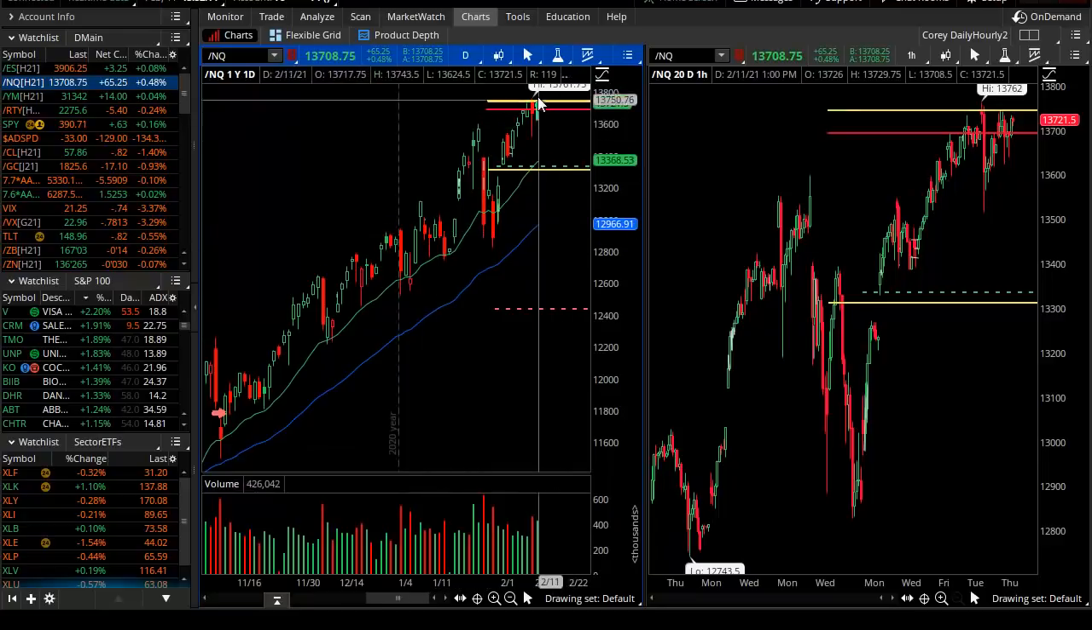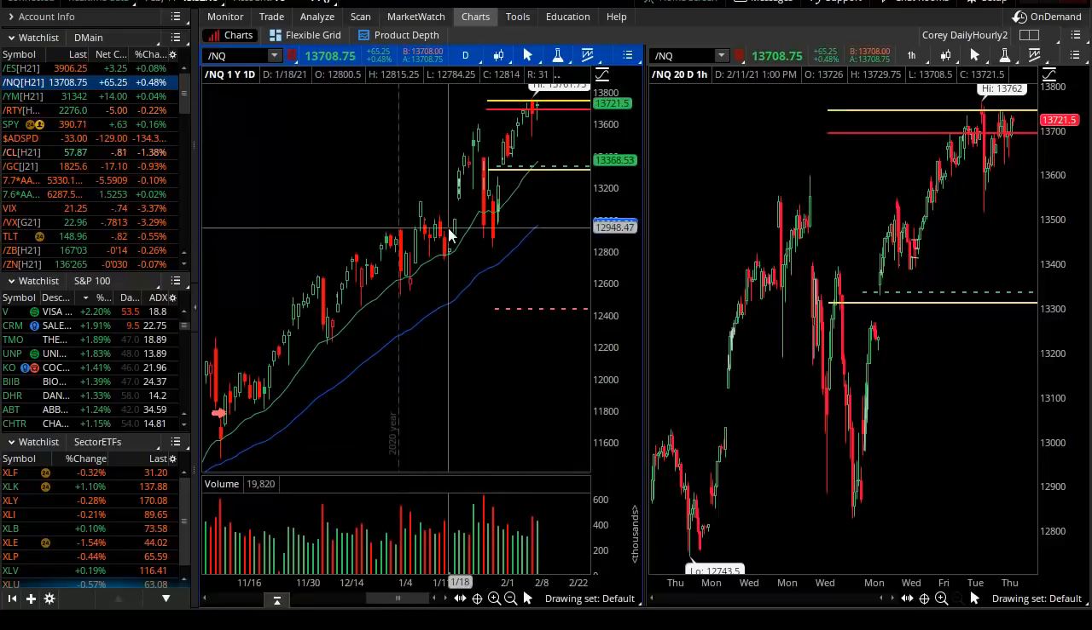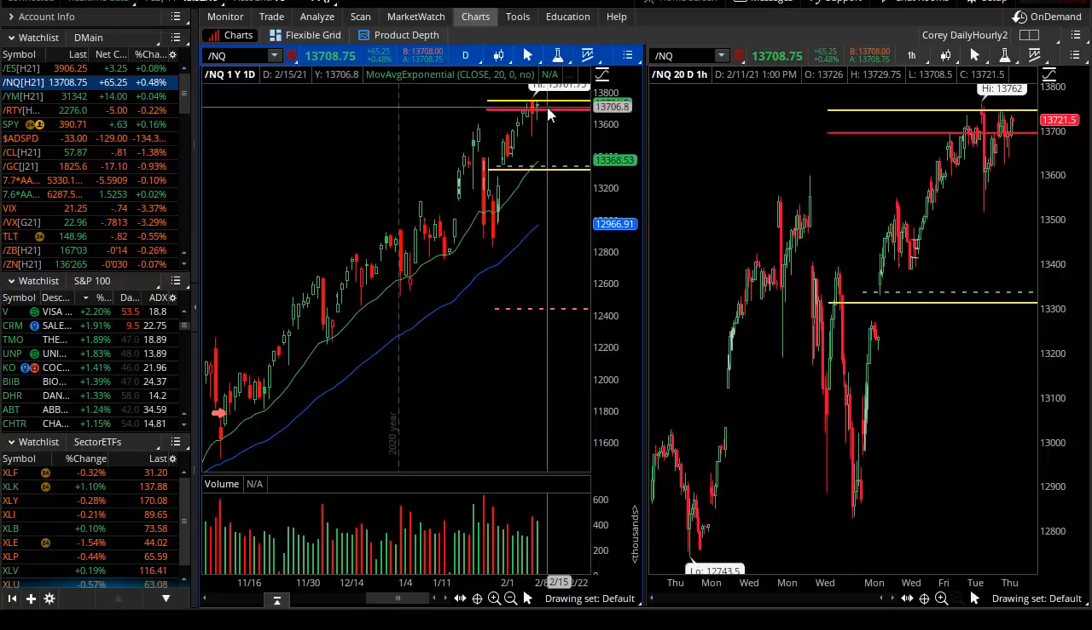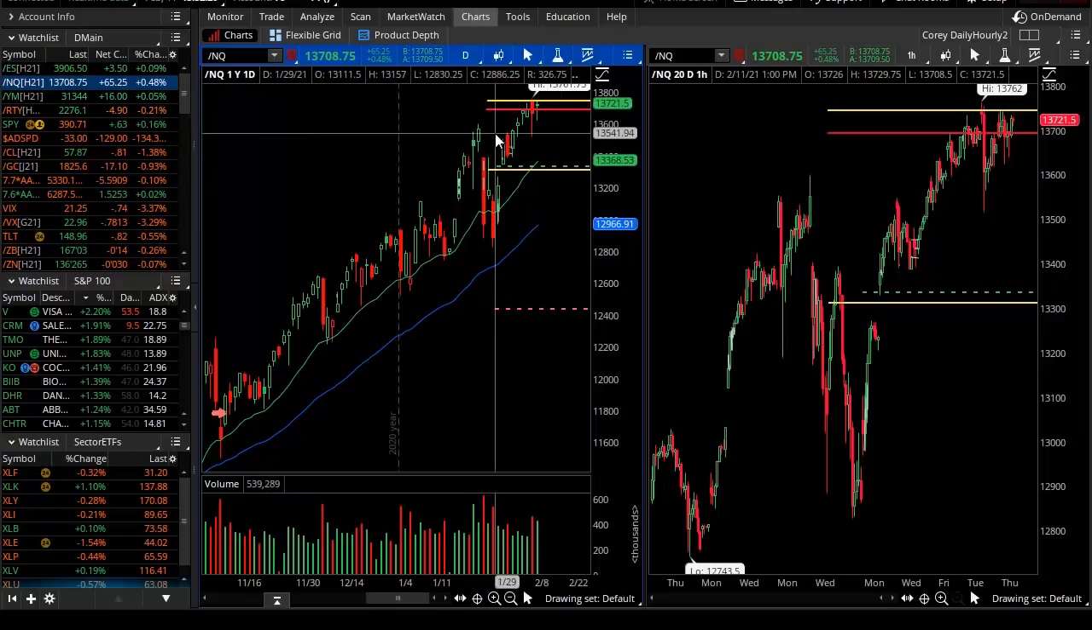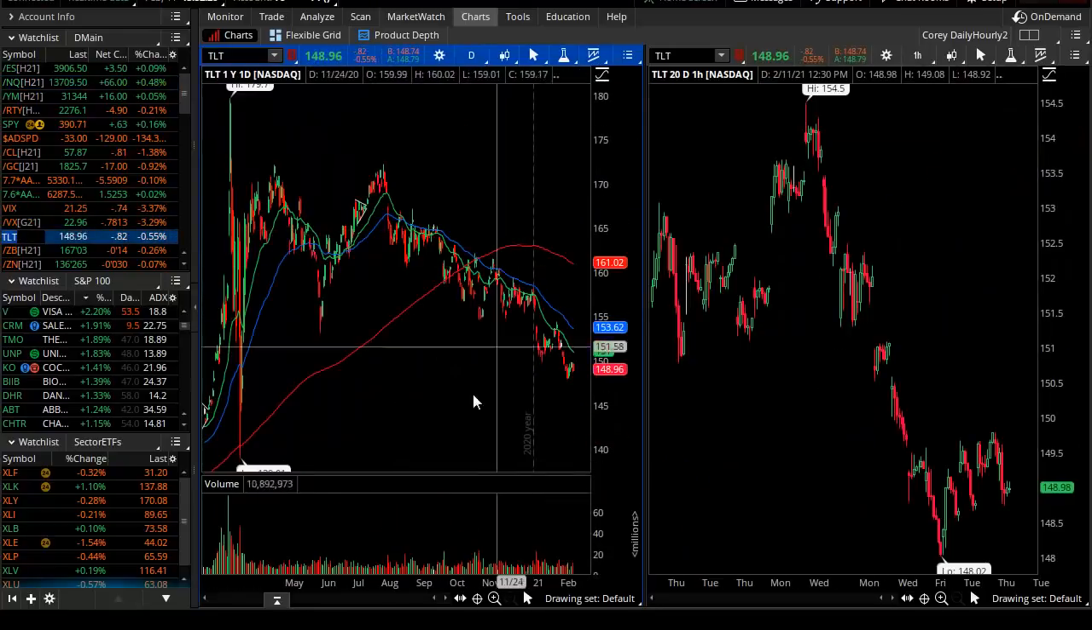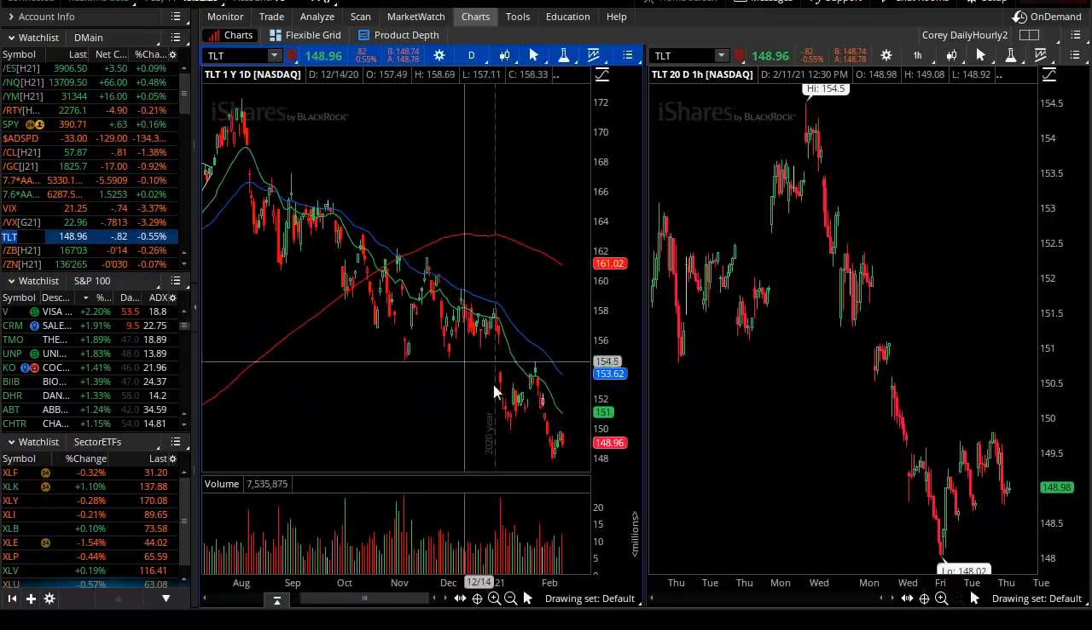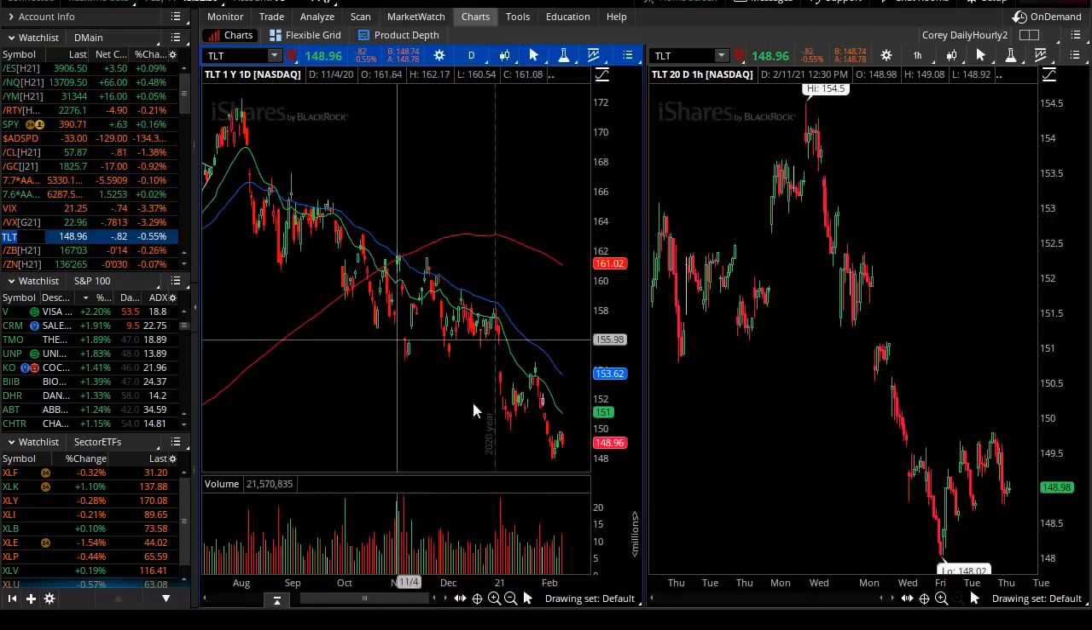It is far too late to be long in terms of swing trades. The strategy is to wait for this pullback or take part in the pullback. And that would play out in any number of stocks. And the bond market continues to trend downward as the equity market goes higher.